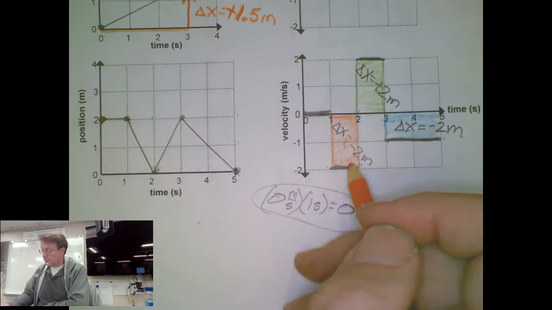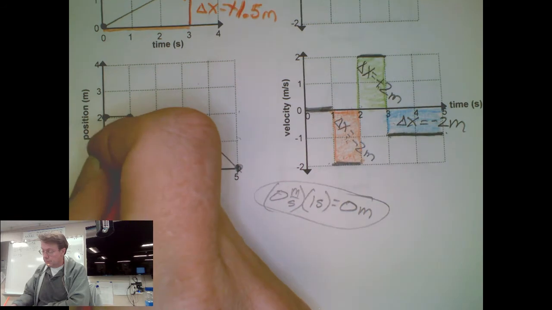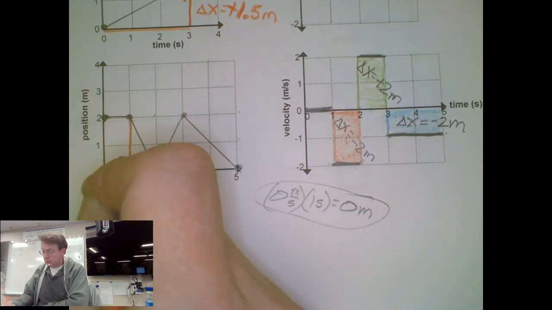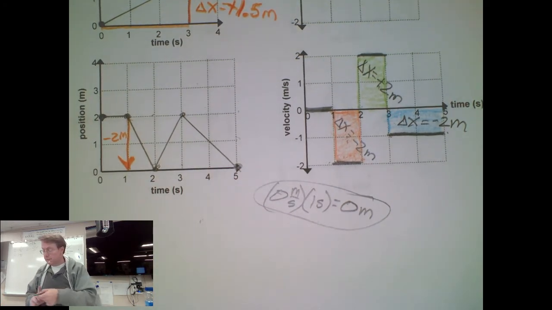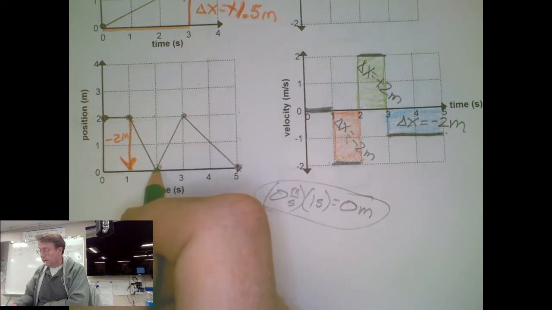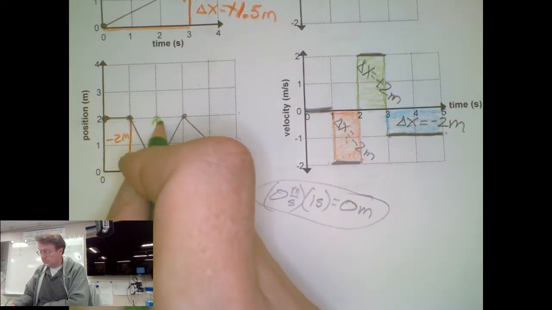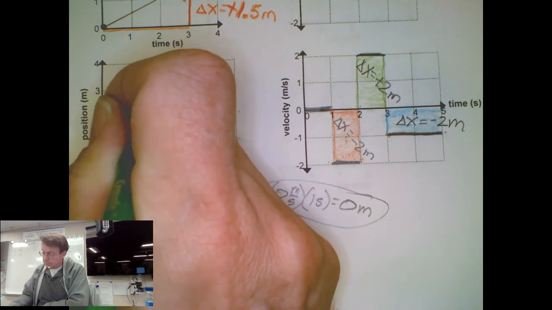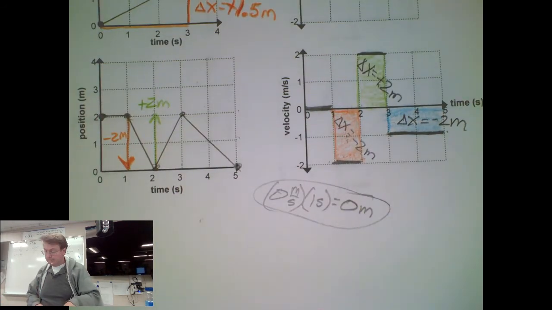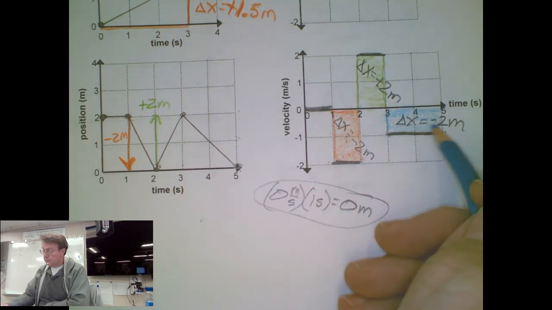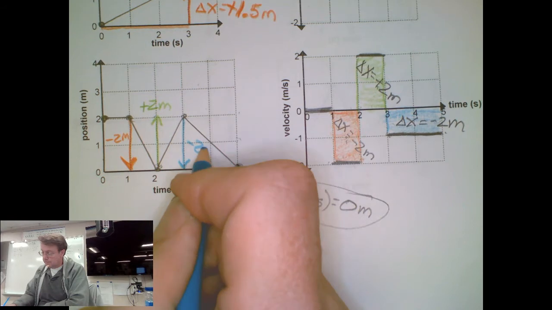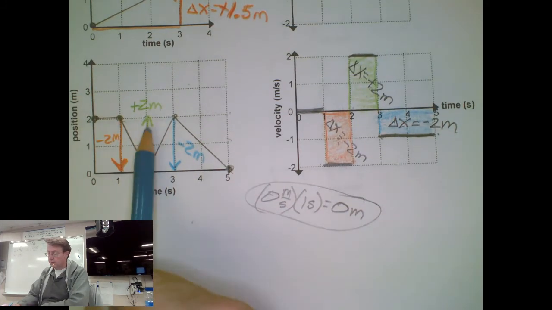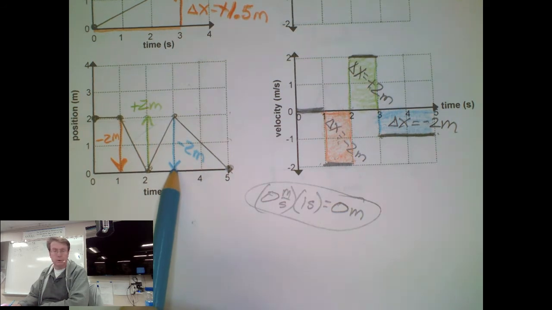So my first displacement that actually mattered was my -2, which is this displacement, down 2 meters. For my next displacement, from here, I went up 2 meters. So that's a +2 displacement. And then for my last one, I went down 2 meters, but it took me 2 seconds to do it. So overall, these two cancel, and I just get an overall net down 2 meters.